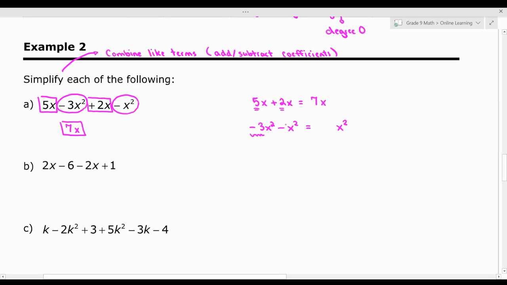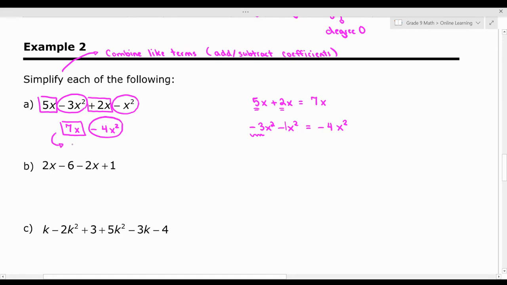Okay, there's no number here. Remember that implies there's a 1. So I'm going minus 3. I'm subtracting 1. It's getting more negative. That will tell me that I have negative 4x squareds. So then minus 4x squareds. Okay, now that's kind of funny to leave your answer like that.